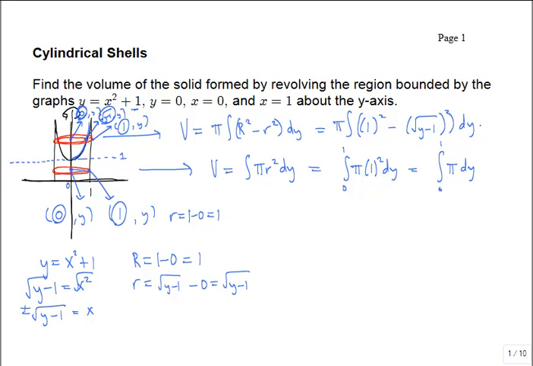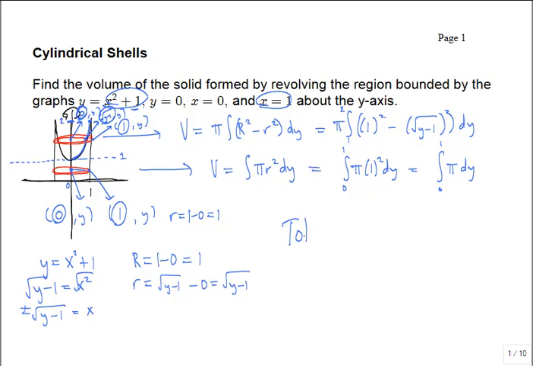And what are the bounds that we want here? Well, we want to start at a height of 1, and we want to go up to here. Now, what's that going to be? Well, that's the intersection of this parabola and the line x equals 1. So if x is 1, 1 squared plus 1 would be 2, so this is at a height of 2. So I want to go from 1 to 2.